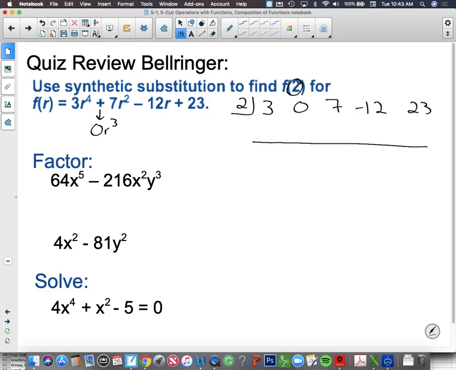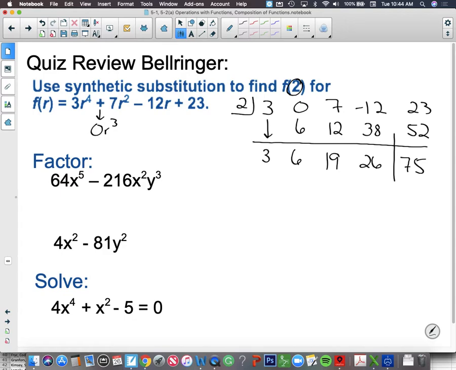So drop the 3 down, and then times 2. So 3 times 2 is 6. That's where that 6 goes. And then you just add and follow the same process all the way down. So 6 plus 0 is 6. 6 times 2 is 12. 12 plus 7 is 19. 19 times 2 is 38. 38 plus a negative 12, that gives me 26. 26 times 2 is 52. Add those together and we're going to get 75.